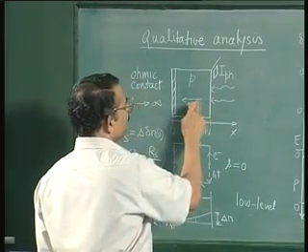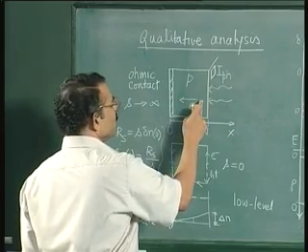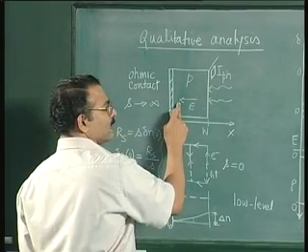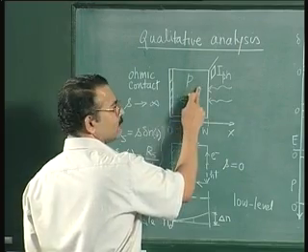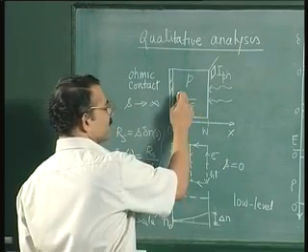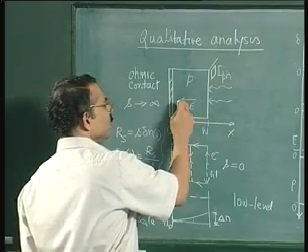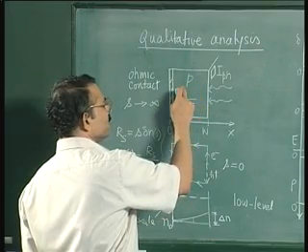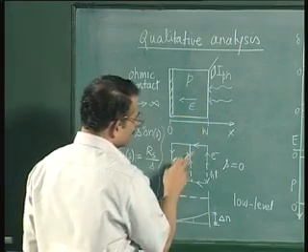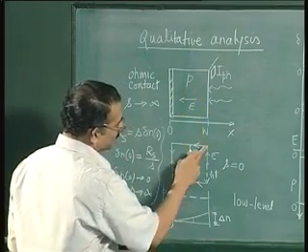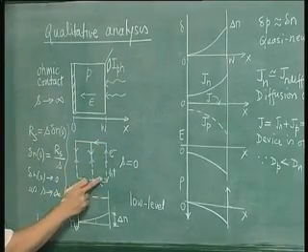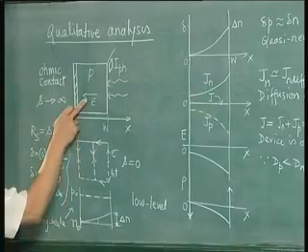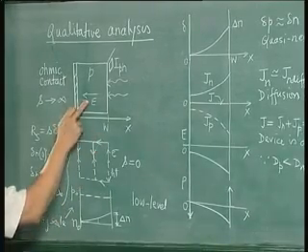Notice that if the electric field is in this direction, it will aid the movement of holes from right to left. But it will oppose the movement of electrons from right to left. Now we have shown here the electrons are also moving from right to left, holes are also moving from right to left. So this movement will be aided by this electric field, but this movement will be opposed by this electric field.